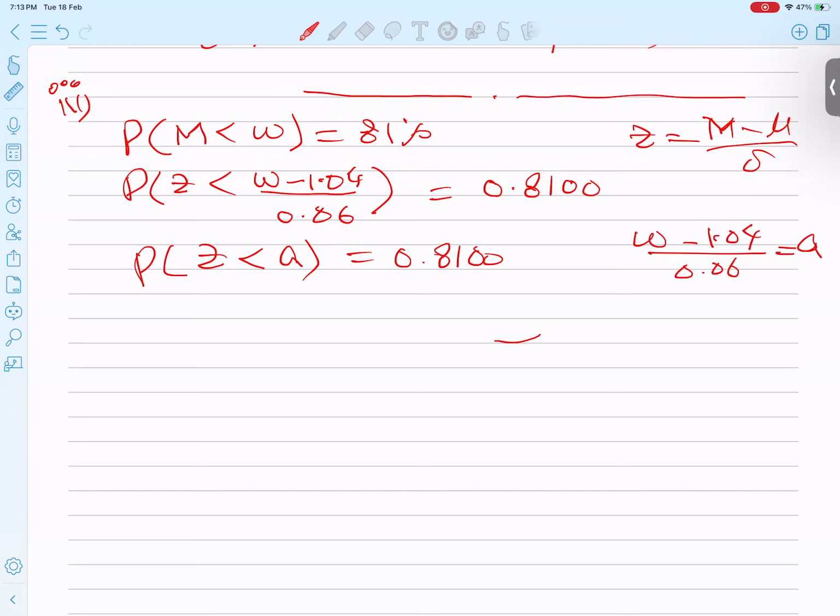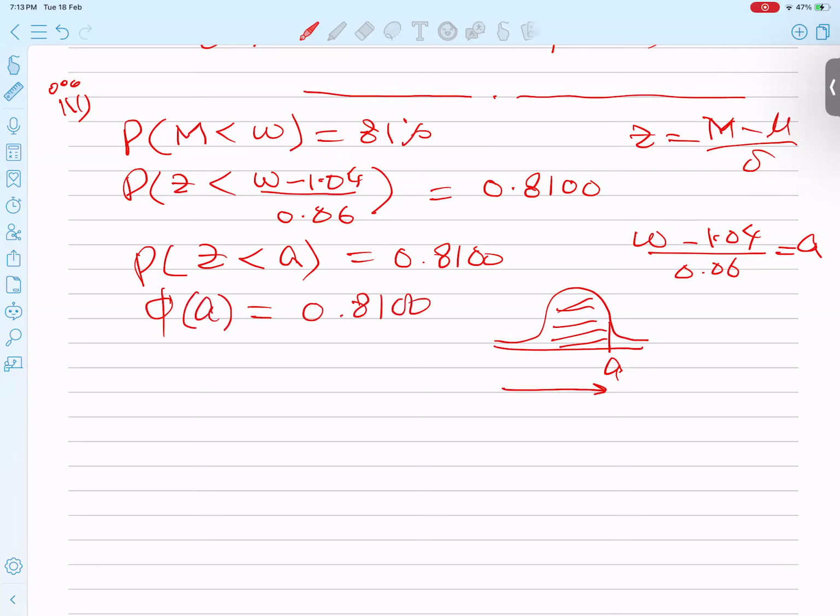So if I make a bell shape, now if I take a positive value, what happens then, students? How to read it? Z less than A. I said before, it gives us the value from the left side always, never from the right side. So this is called phi of A equals 0.8100. And phi of A equals phi of what number will give us this 0.8100? We have to see the table in reverse way.